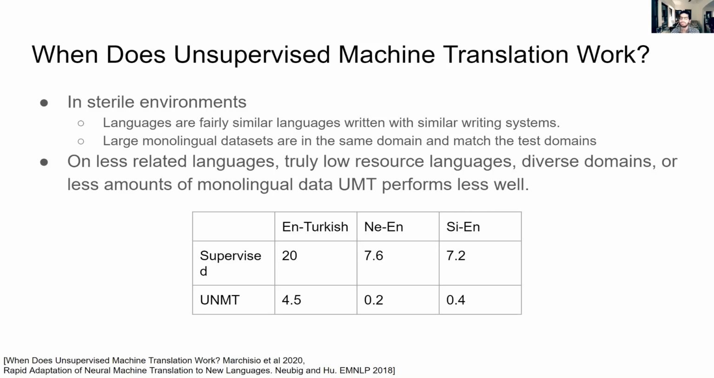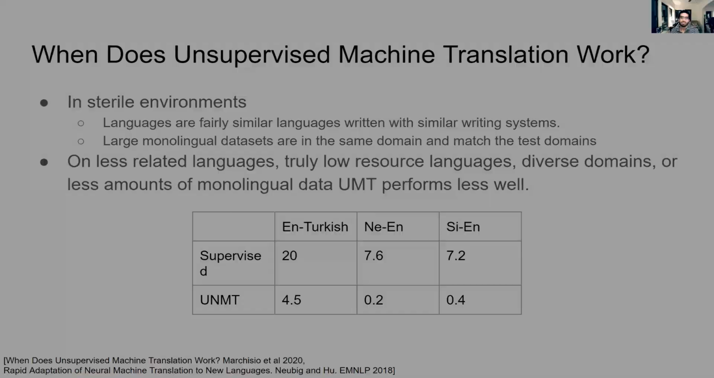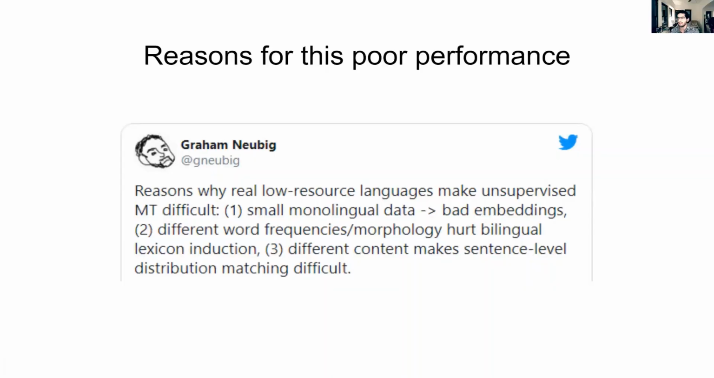An example of this is if you translate from Sinhalese to English, a supervised model would have a BLEU score of 7.2, but an unsupervised model has a BLEU score of 0.4, which just means that the model generates incomprehensible garbage. So what are the reasons that it does not work in those settings that I just described?